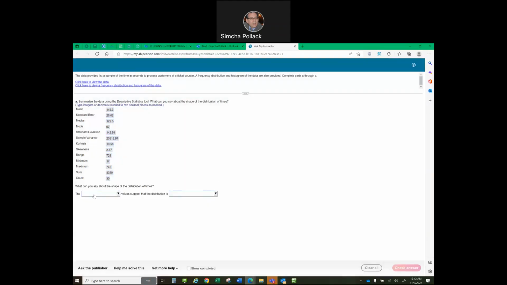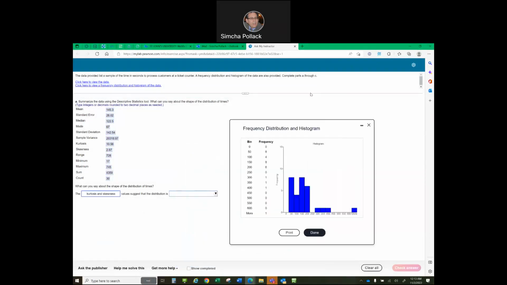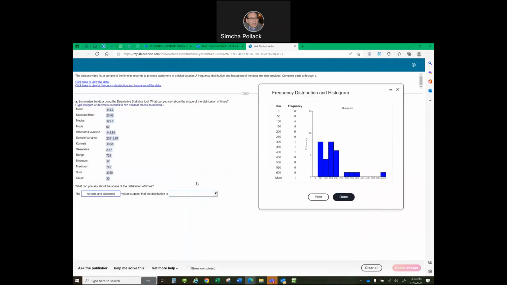Okay, what can you say about the shape of the distribution? Well, let's look at the shape. We do a picture of the shape. Looks like there's a peak over here, and then it sort of stretches out to the right on the positive side. So the kurtosis and skewness, those are the variables that tell you those characteristics of the shape of the distribution. It's peaked and positively skewed.